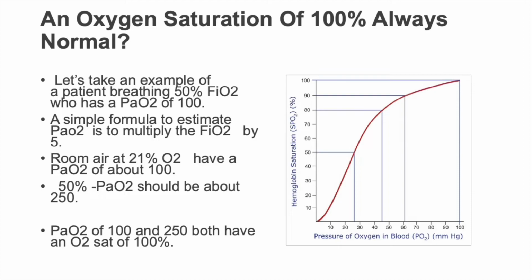So SpO2 should be interpreted cautiously, and hyperoxia, that is increased oxygen, which can be dangerous, is to be avoided. That is why the target we usually keep is around 95, or around 92 for COPD patients. Hope this is clear to you.